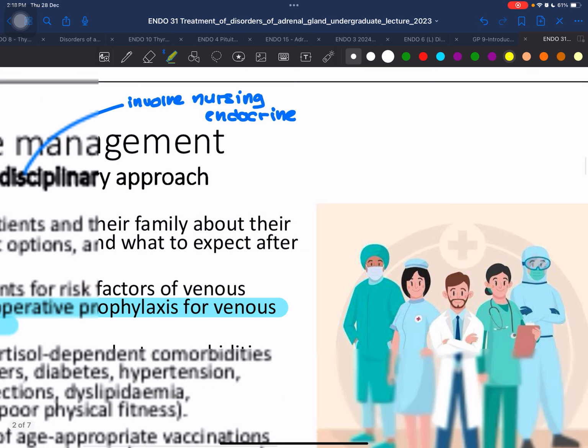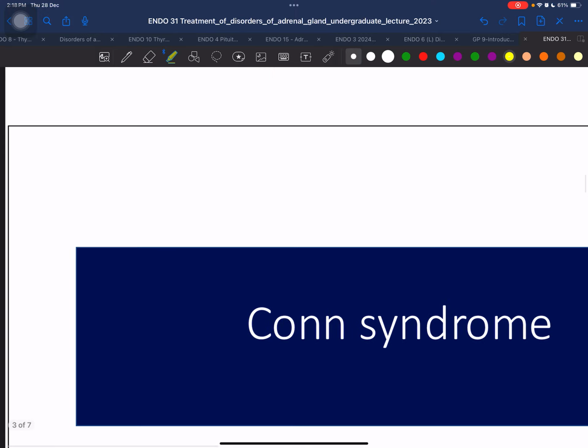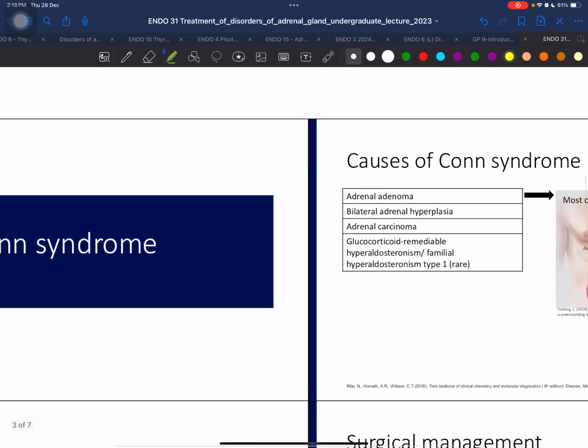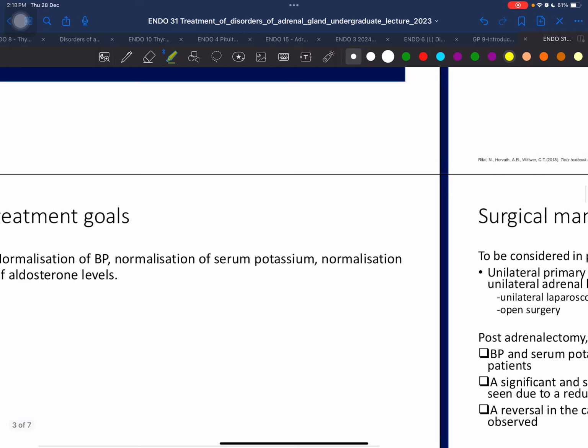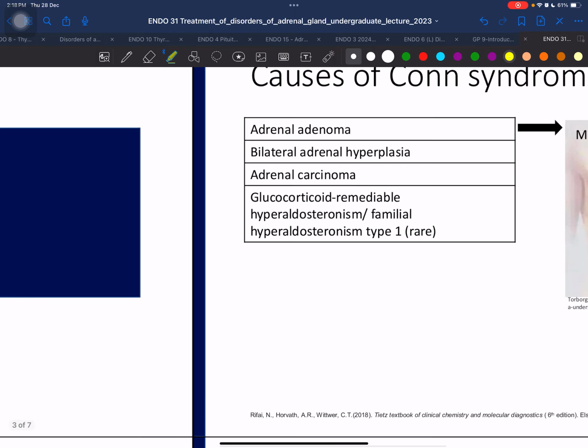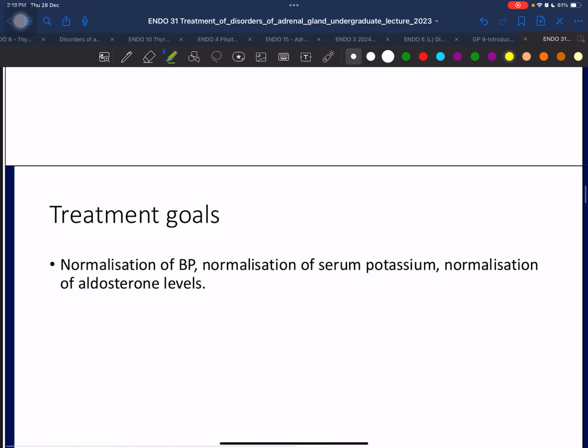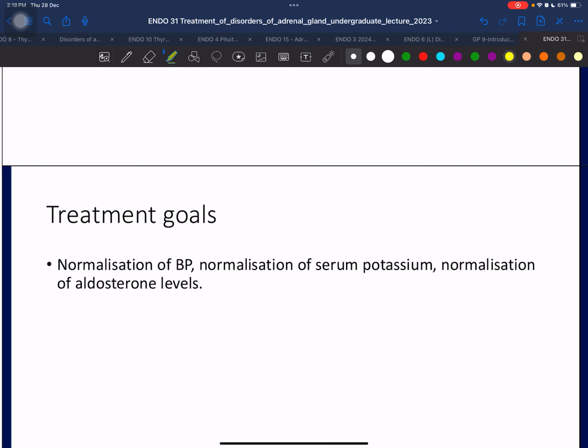Now we go on to Conn syndrome. Again, the causes, as what I've told you yesterday. Treatment goals. So for Conn syndrome: normalization of blood pressure, normalization of serum potassium, normalization of aldosterone levels. These are the main treatment goals. So again, what do you want to do with this?